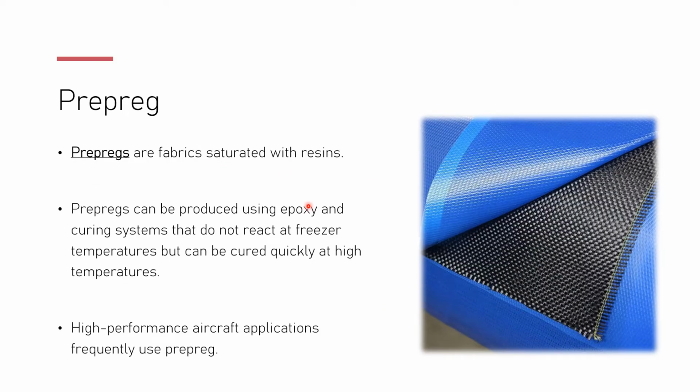So prepregs are nothing but fabrics like that, saturated with resins called plastic. Prepregs can be produced using epoxy and a curing system that do not react at freezer temperature, meaning cold temperature, but can be cured quickly at high temperature. Cure is just a reaction, by the way. So high performance aircraft applications frequently use prepreg. They very much look like fabric material, but made of plastic.